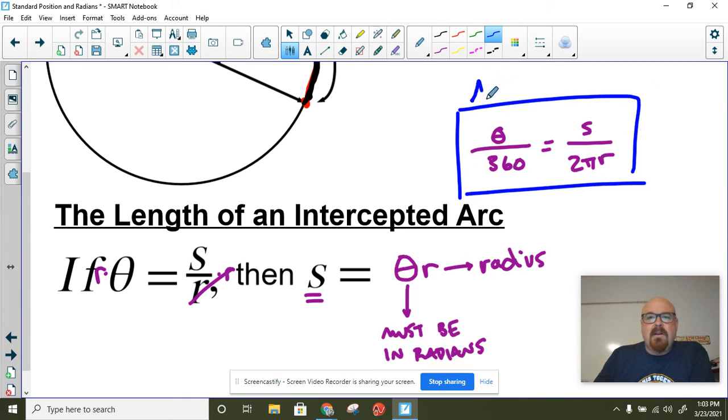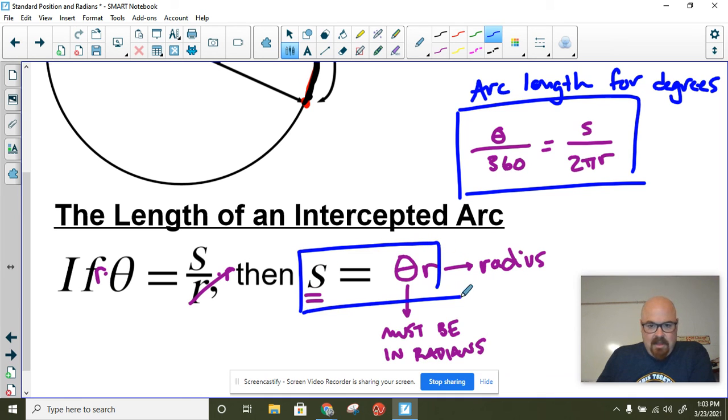So this is still an arc length formula, but this arc length formula would be used for degrees. And the formula that we have down here is our formula for radians. Just to contrast that, both of these can be used. It depends on how the question is phrased, but also keep in mind that if you're given an angle in degrees, you could just convert it into radians in order to use this much simpler formula to get you there.